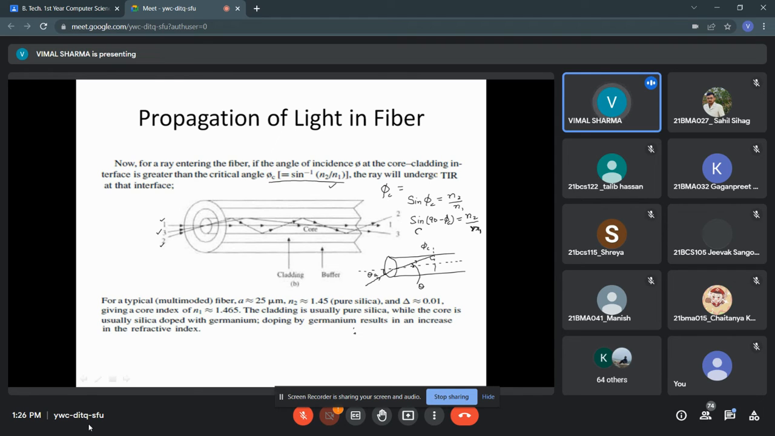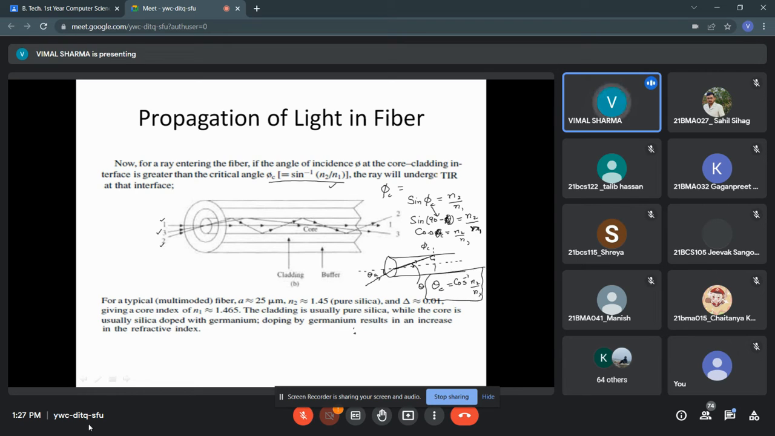I can write this as cos of phi c, and sorry, not phi c. This is 90 minus theta c. It is 90 minus theta c, and this is also theta c. Cos theta c is n2 over n1. So I can write that this angle made by this ray with the axis of the optical fiber is cos inverse of n2 over n1.